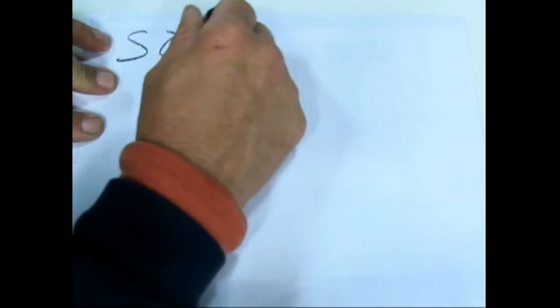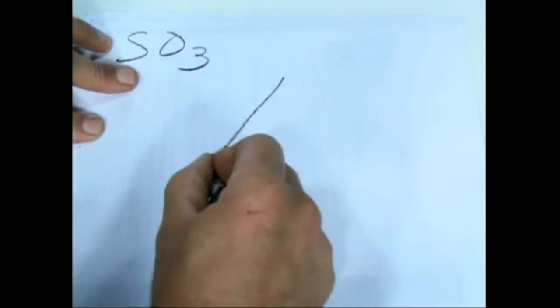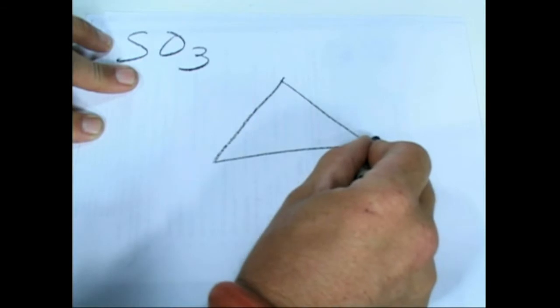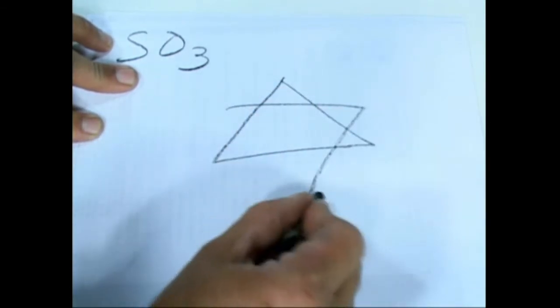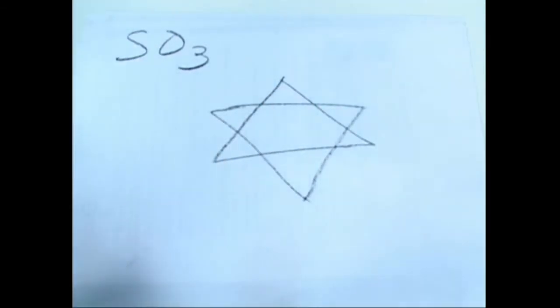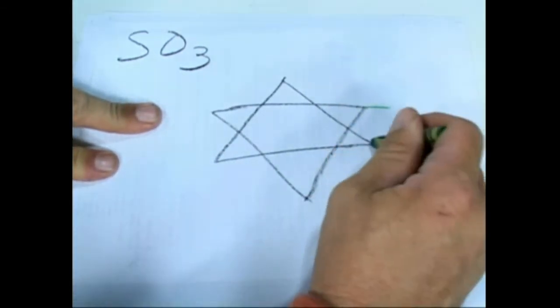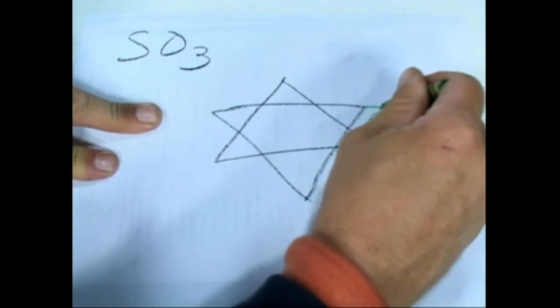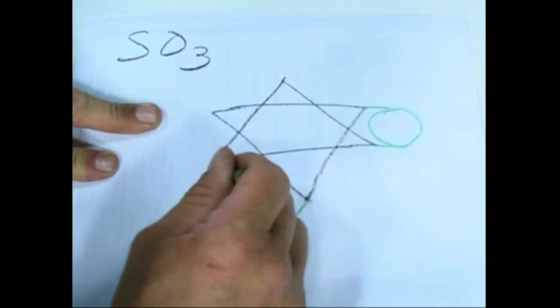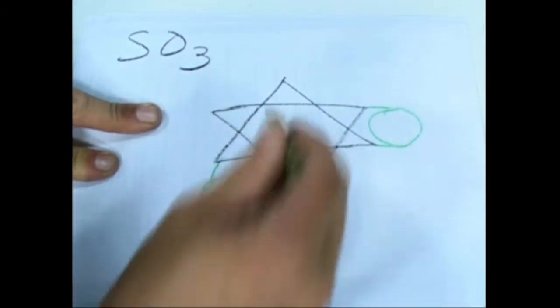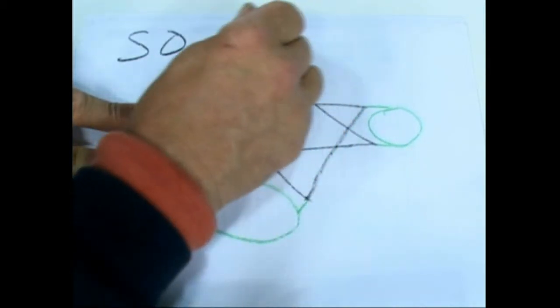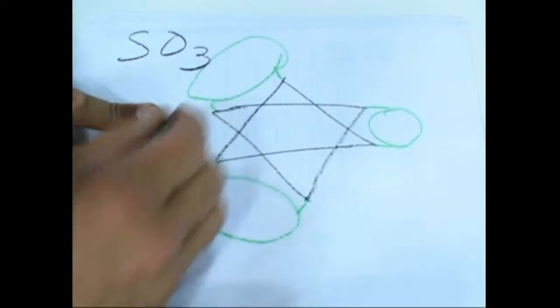So what's another one we got here? How about SO3? How could we do SO3? You know, double bonds, right? Well, look, 6 bonds. 1, 2, 3.